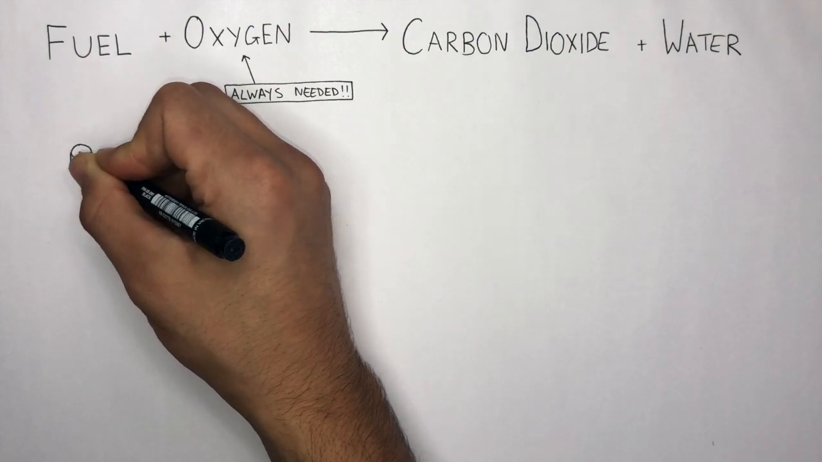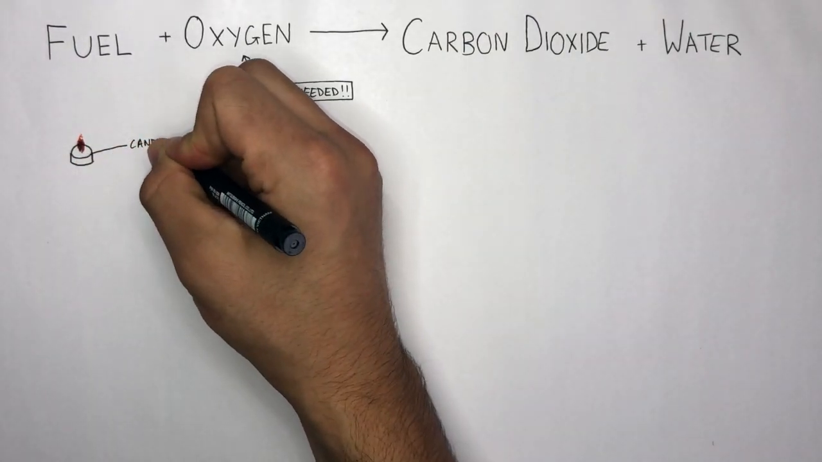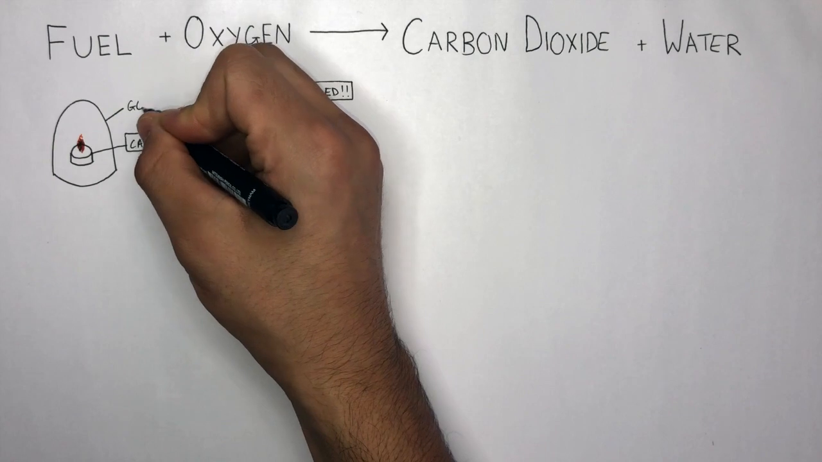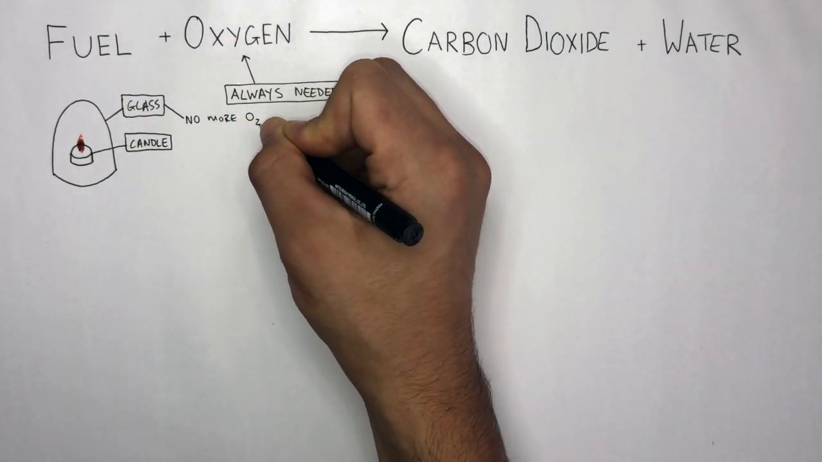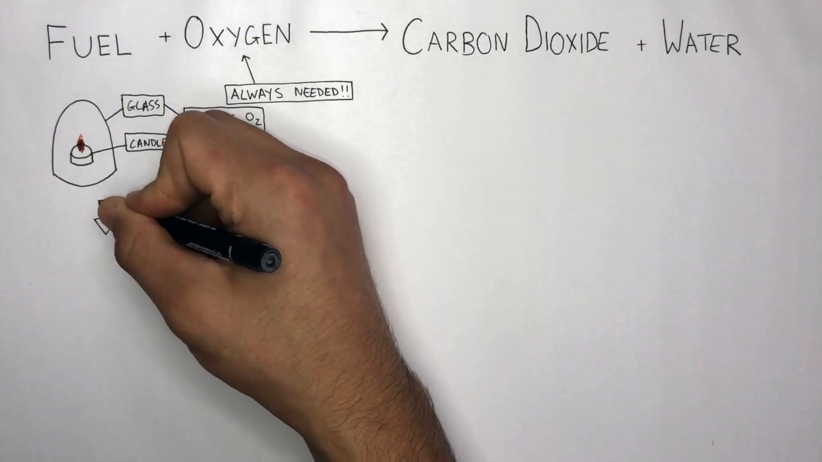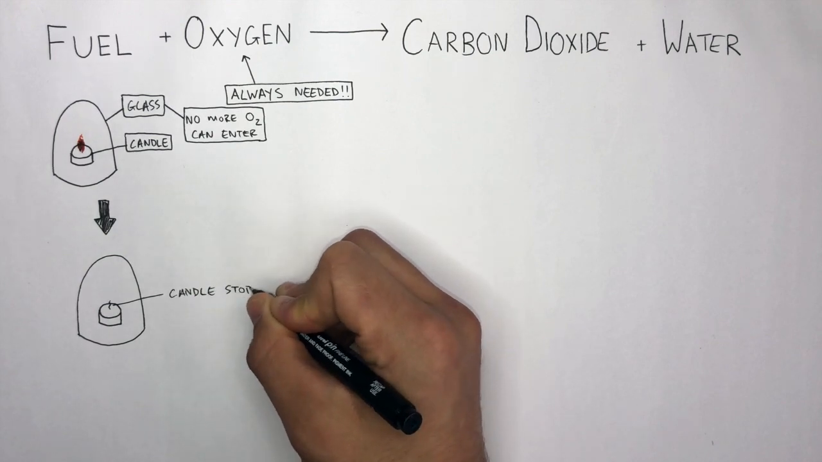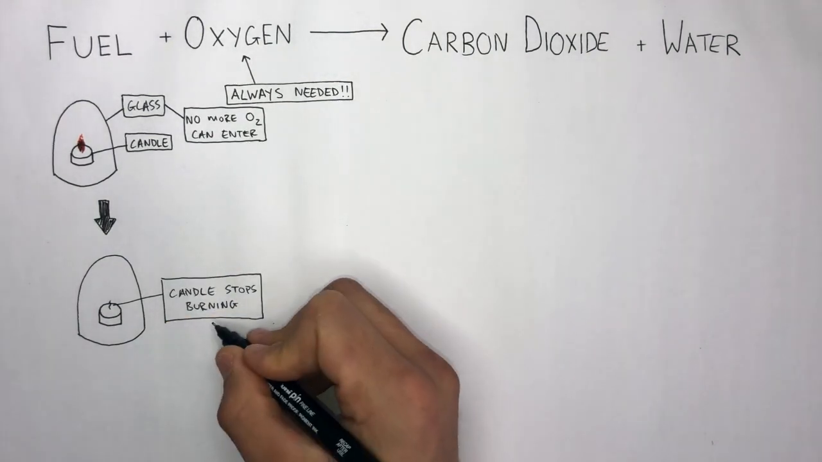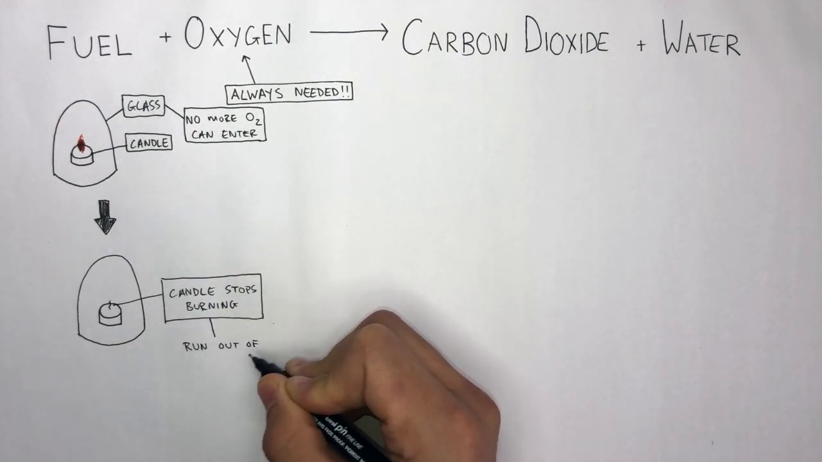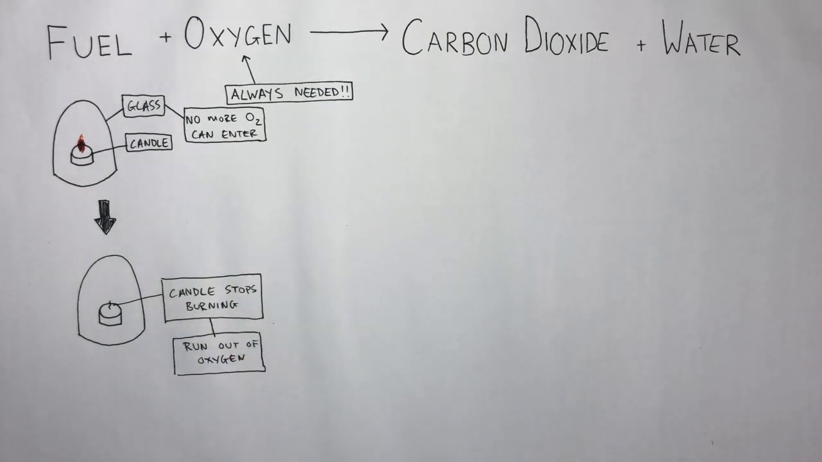Here we have a candle, and if we light this candle and then cover it with glass, this means that no more oxygen can enter. The result of this is that the candle stops burning. This is because the glass jar has run out of oxygen. This simple experiment shows how, for combustion to take place, a fuel needs oxygen, and without oxygen, combustion simply does not take place.